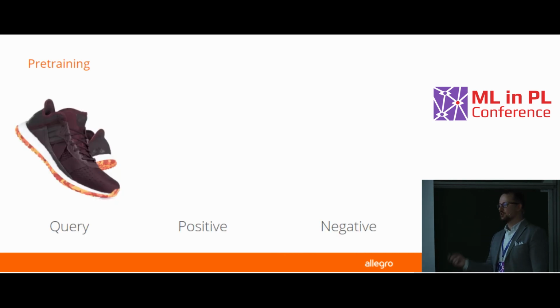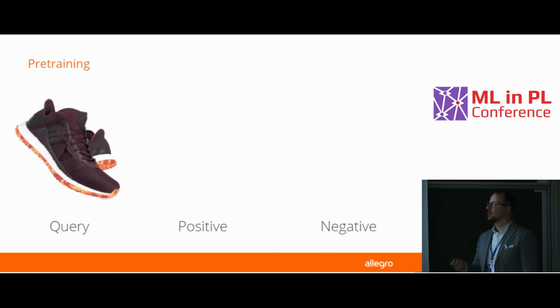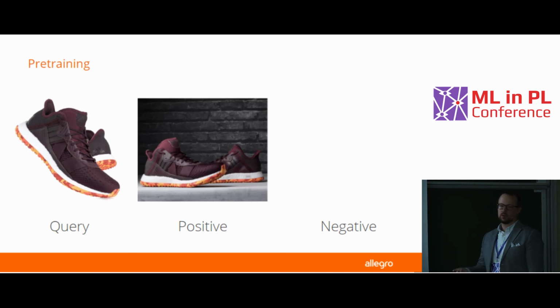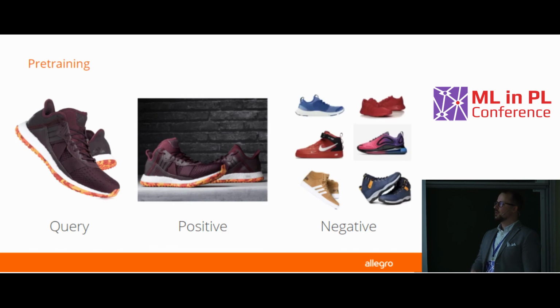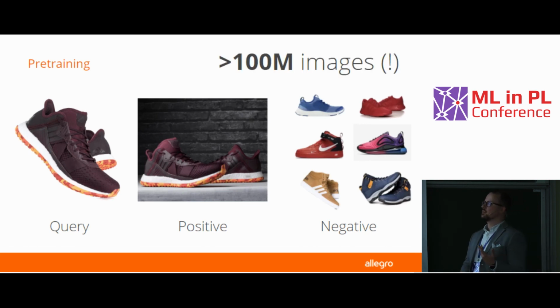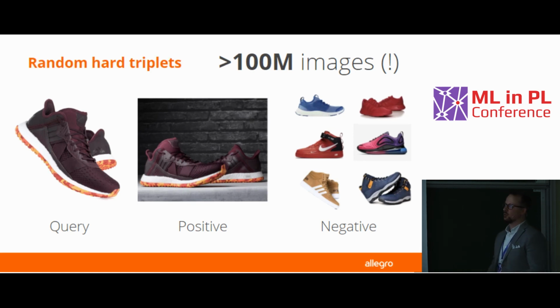So we'll go back to our random pairs approach and modify it a bit. We'll take the first image from an offer as our query, then we'll take a second image as our positive, no matter how it looks. Then in our training, we'll take from our batch the hardest possible negative. This way we are using all available offers, meaning we get a data set with over 100 million images, and we called it random hard triplets, which made sense at the time.